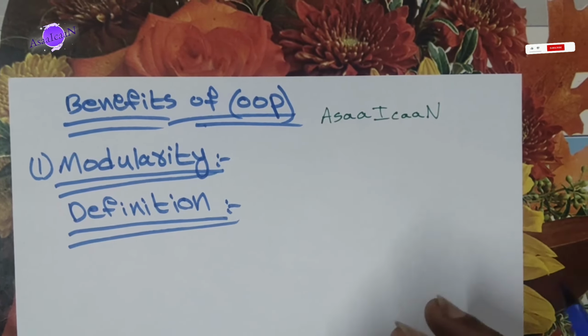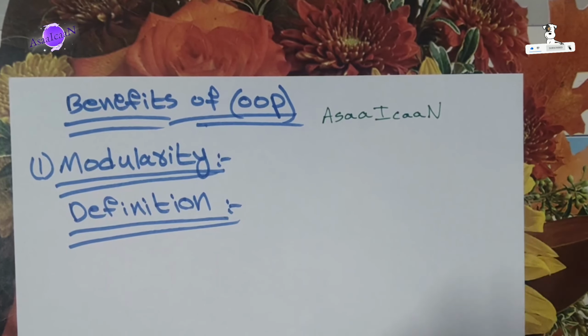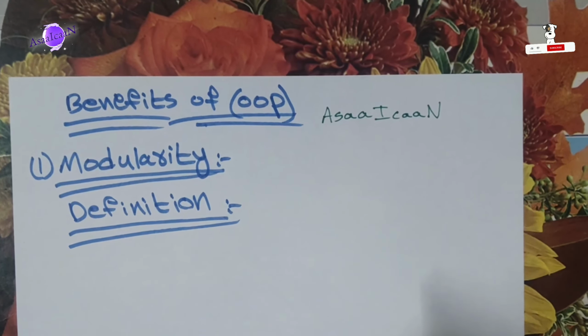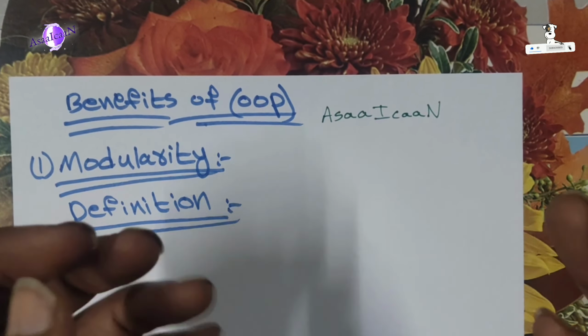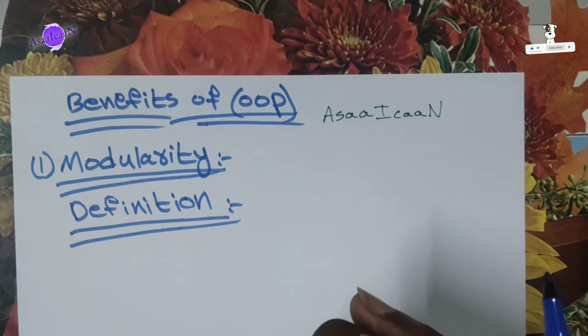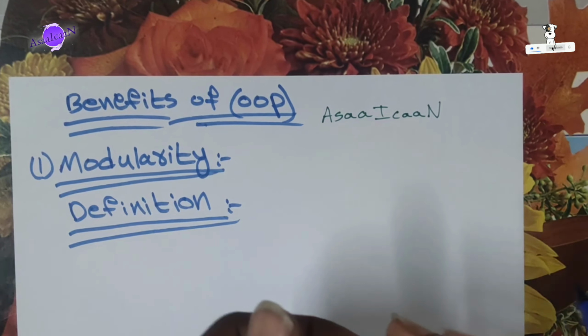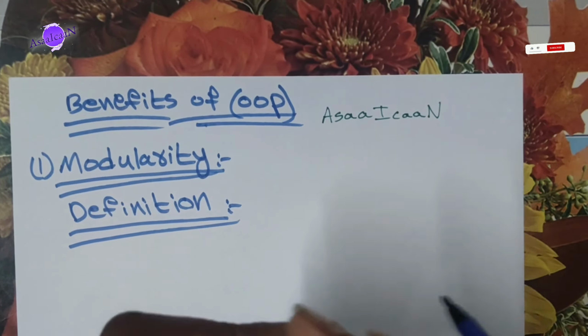So what is modularity? It is the process of dividing a large program into smaller independent parts called modules, where each module performs a specific task. That's it.